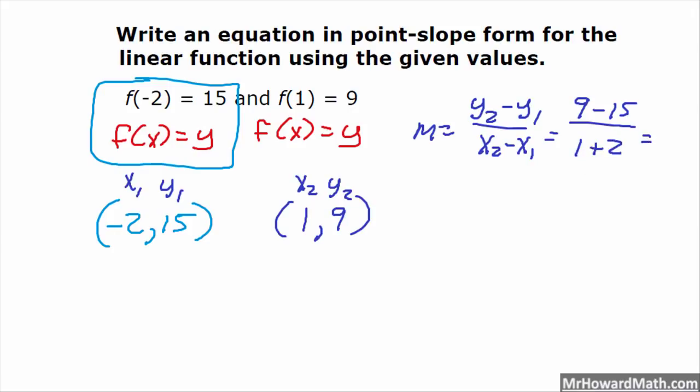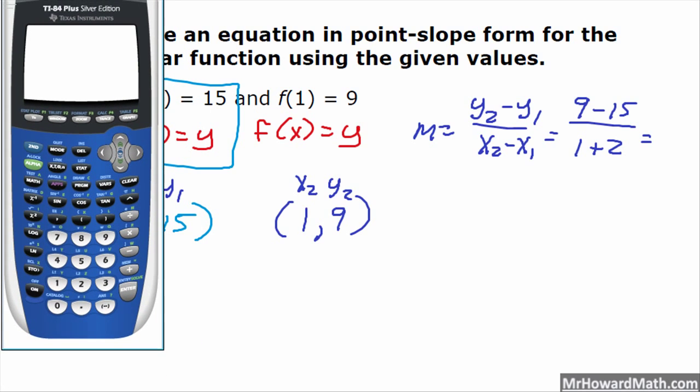Okay, we've been doing it by hand. This time we're going to use a calculator. So I am going to choose to put this in fraction form right away. So alpha y equals, enter, numerator over denominator. Now I can start typing. So 9 minus 15 over 1 plus 2. So that is negative 2. So my slope is negative 2.